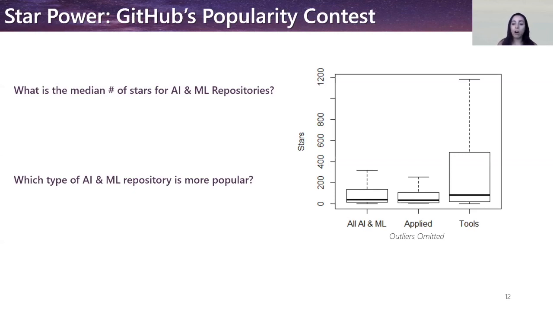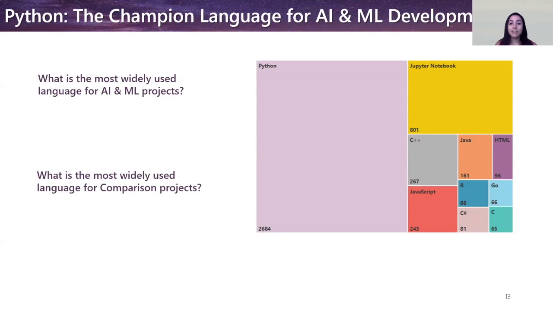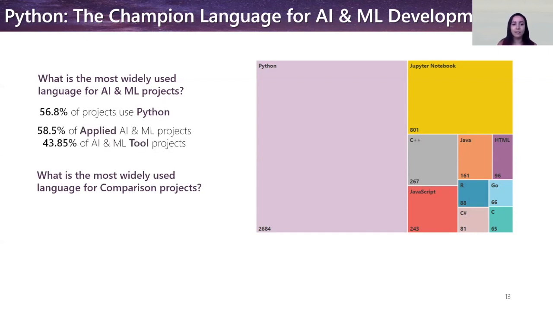So here we have all AI and ML together, and then applied and tools. So the median number of stars for all AI and ML repositories was 37, but tools are usually more popular than applied projects. If you're noticing a pattern here, we have TensorFlow again with over 130,000 stars. Python is the most commonly used language for AI and ML development. In our data set, 56.8% of the projects used Python, 58% of applied types use Python, and about 43.85% of tools use Python.